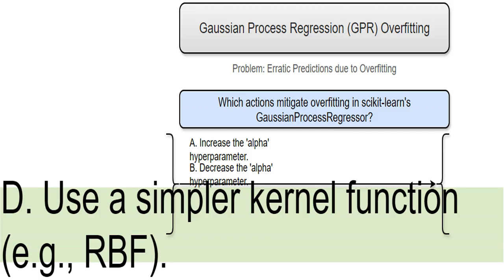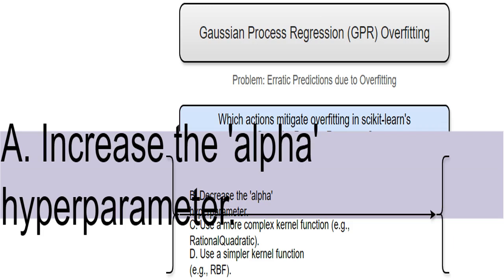A simpler kernel, like the radial basis function RBF kernel, will reduce model complexity. Think of it like using a simpler tool for a job. A less complex kernel prevents the model from fitting the noise too closely. It focuses more on capturing the larger trends in the data. Using a more complex kernel, like rational quadratic, can make the model too sensitive. It's like using a super powerful tool when a simple one would be better. This will likely make overfitting worse.